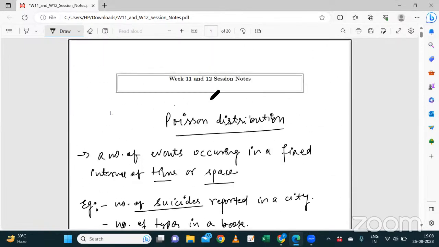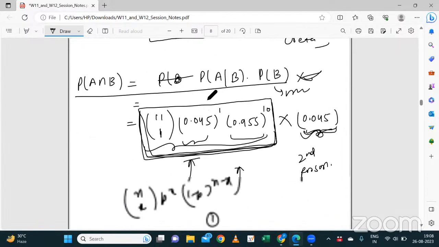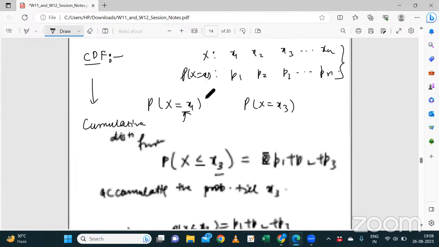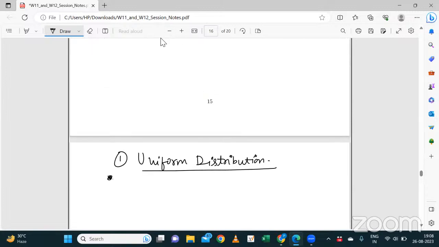So these things I have discussed: the Poisson distribution. And then I took some doubts from practice and activity. Now I have moved to the continuous random variable. Now I will discuss the uniform distribution. Okay, so is this from week 11 or 12? It's from week 12, yes.